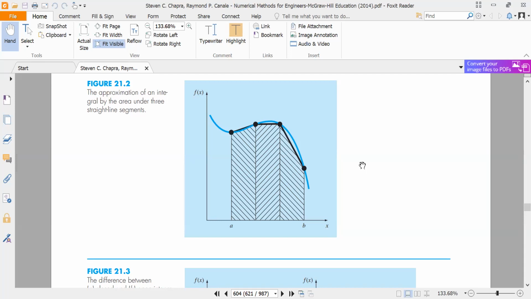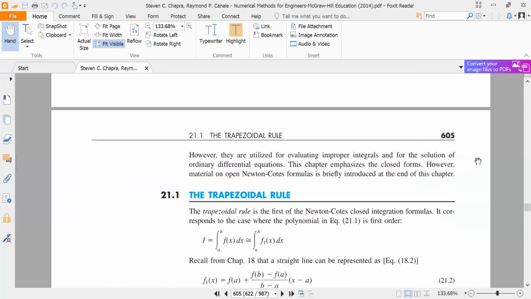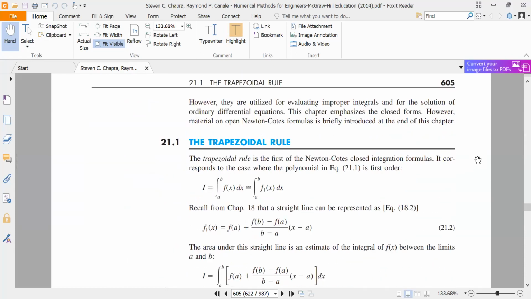You can subdivide your interval between A and B into many equispaced intervals. Then each of the intervals can be dealt with by the trapezoidal rule, and you can accumulate them or sum them up to calculate the integral. So in this way you can go. So the first version of your Newton-Cotes formula is the trapezoidal rule.